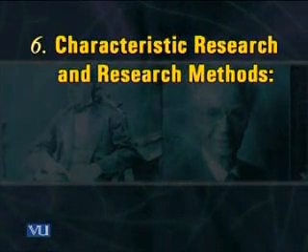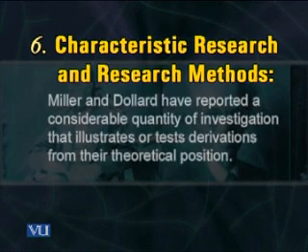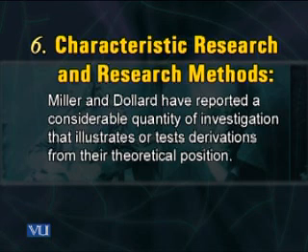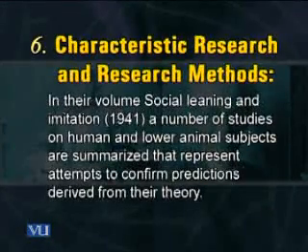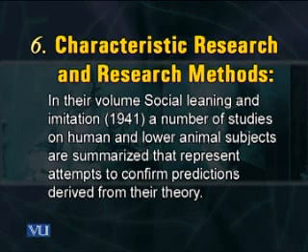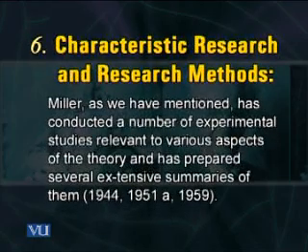Number six, characteristic research and research methods. Miller and Dollard have reported a considerable quantity of investigation that illustrates or tests derivations from their theoretical position. In their volume, Social Learning and Imitation, a number of studies on human and lower animal subjects are summarized that represent attempts to confirm predictions derived from their theory. Miller, as we have mentioned, has conducted a number of experimental studies relevant to various aspects of the theory and has prepared several extensive summaries of them.